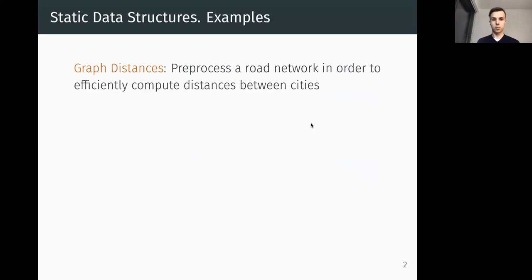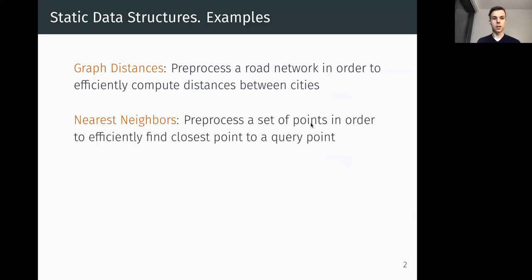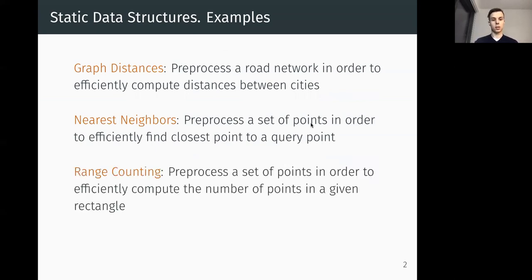Other often encountered examples are nearest neighbor problems, where you're asked to preprocess a set of points in some metric space so that you can efficiently find the closest points to a given query point. Another kind of problem is the range counting problem, where you're asked to preprocess the points in some space so that you can efficiently compute afterwards the number of points in a given region. And the region can be a rectangle, it can be polygons, it can be half spaces or something like that.